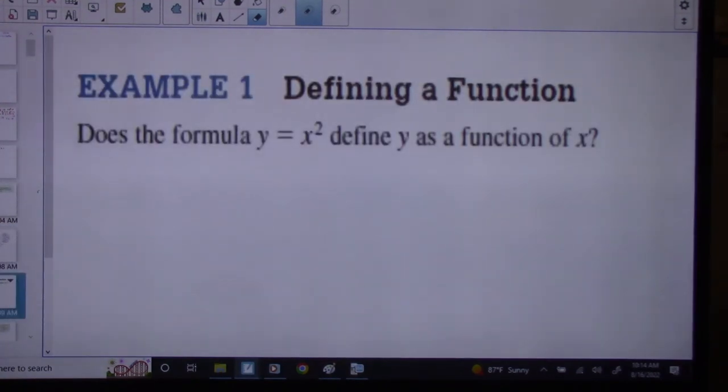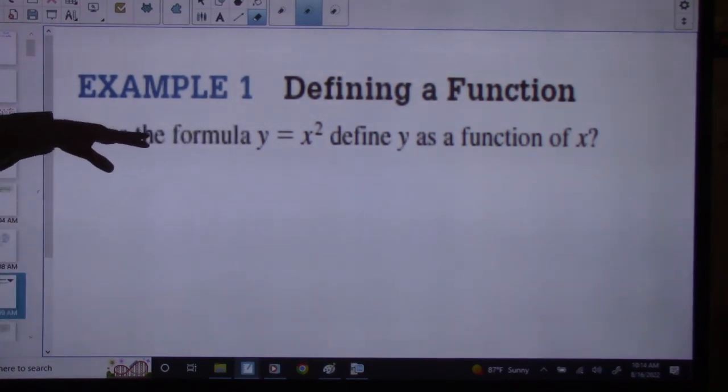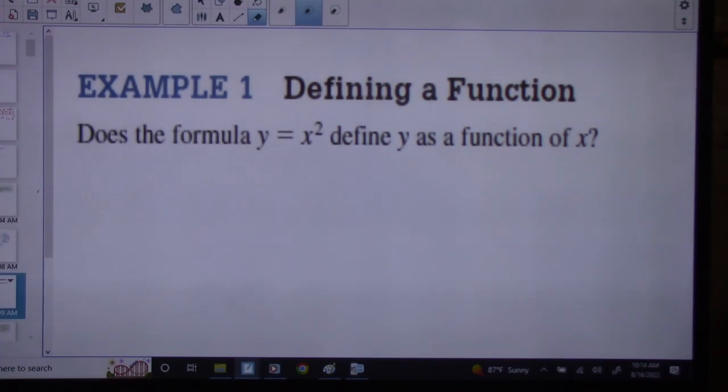And then this example one, does the formula y equals x squared define y as a function of x? Is that a function? Is that what it is? Mr. G, can you go back to one for like 2 seconds?